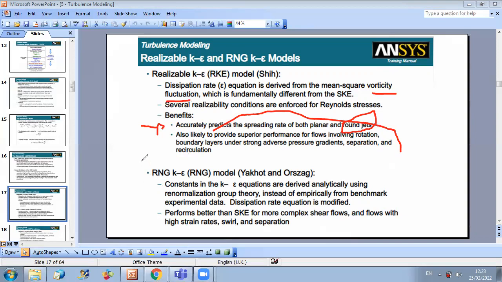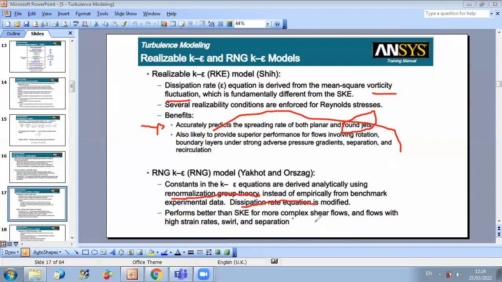Now, concerning the renormalized group K epsilon, in this model, the constants in the K epsilon equations are derived analytically using a renormalization group theory. So this is a theory which will help us in deriving the coefficients of the equation instead of finding the equations from empirical relations and experimental data. And due to this, the dissipation rate equation will be modified. It was shown that the renormalized group K epsilon performs better than standard K epsilon for more complex shear flows.